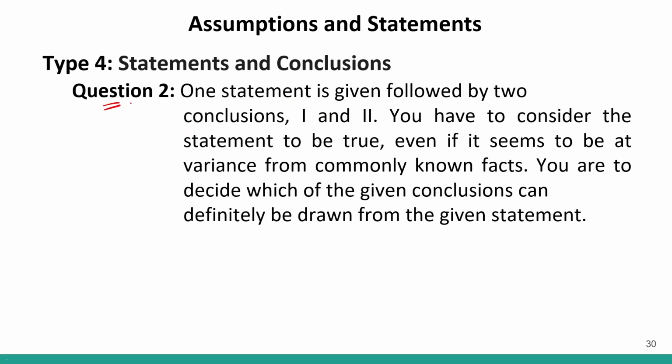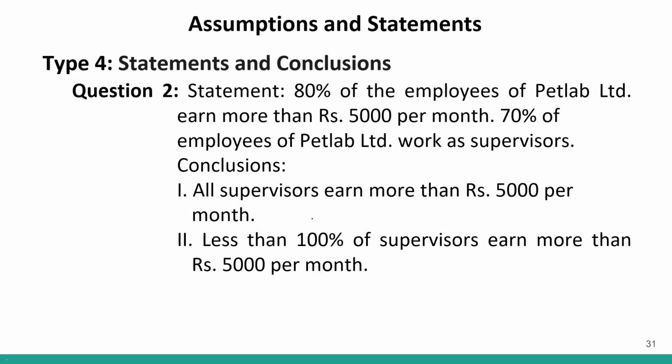Question number 2. One statement is given followed by two conclusions 1 and 2. You have to consider the statement to be true even if it seems to be at variance from commonly known facts. You are to decide which of the following conclusions can definitely be drawn from the given statement. The statement says 80% of the employees of Pentab Limited earn more than 5,000 per month. So let's say there are 100 employees, out of this 100, there are 80 employees that earn more than 5,000.